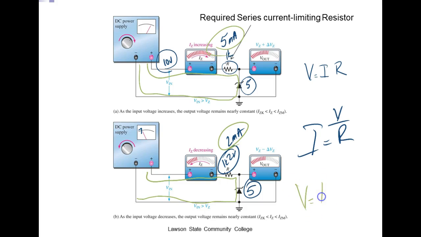So V is equal to I times R. Up here, the current is high, the voltage is the same. Over here, the current goes down, the voltage is the same. So what's got to be changing to make that Zener drop 5 volts all the time? The R's got to be changing.